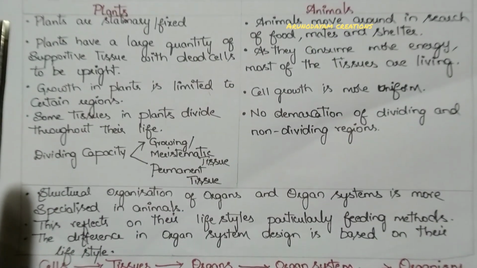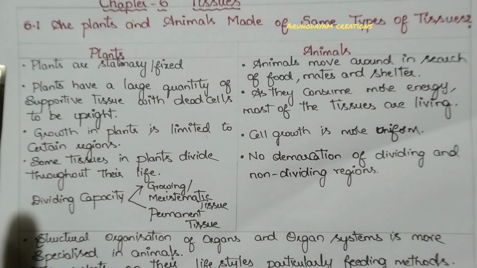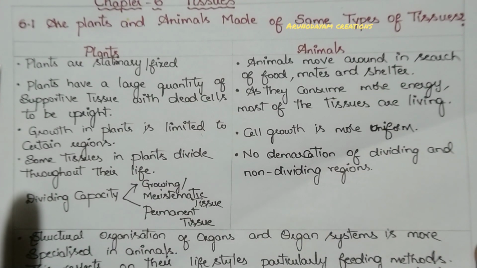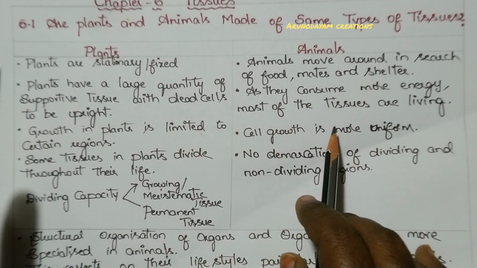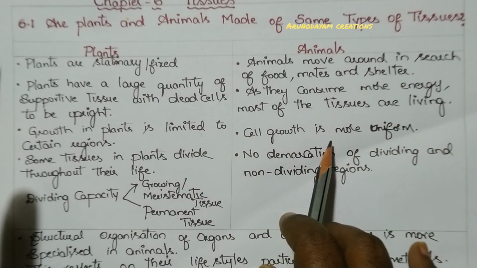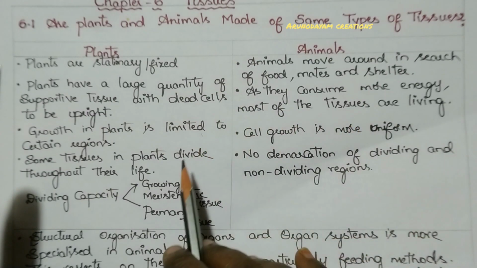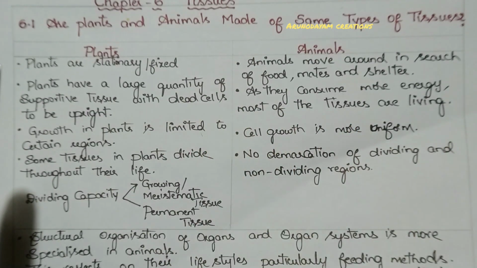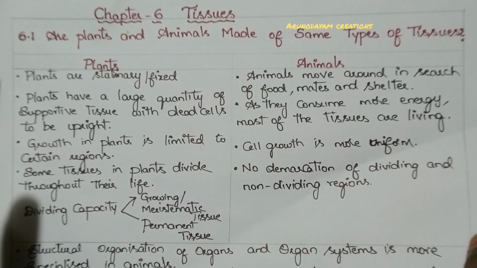Are plants and animals made of the same type of tissues or not? No, they are not made up of the same type of tissues. Why? Because their lifestyles are different. Their mode of living is different. So obviously the tissue structure is also different. Okay, that is about our topic.